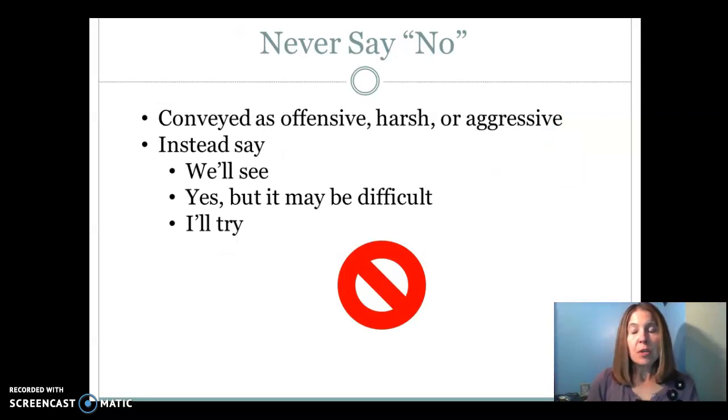Indians very often do not say no. They will not come out and turn down an offer. They consider that offensive or too harsh or aggressive. Instead, they may say, we'll see, or yes, it may be difficult, or I will try, instead of flat out saying no.